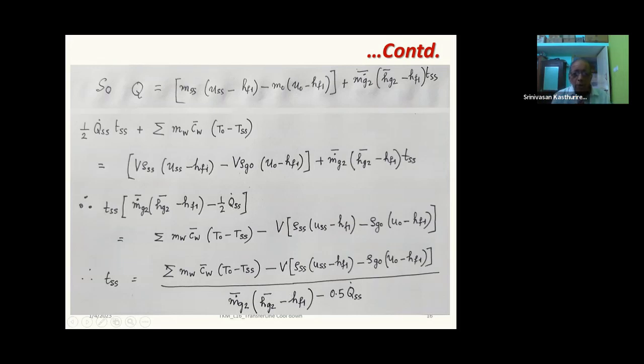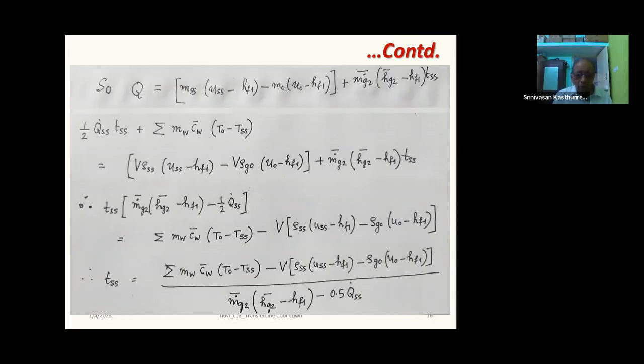So we get an approximate value of the steady state cool down time for the transfer line if you are able to introduce all these various parameters. MW, as you know, is the mass of the transfer line components, and the summation indicates that you have to sum over the various components. CW is the average specific heat. T0 minus TSS represents the initial temperature and the final steady state temperature.